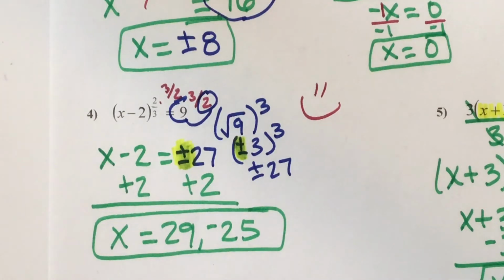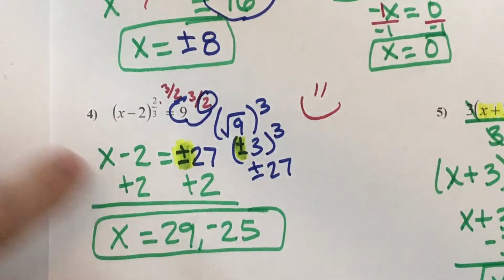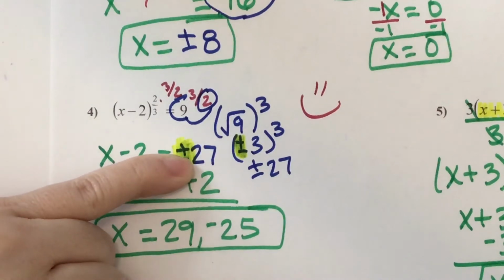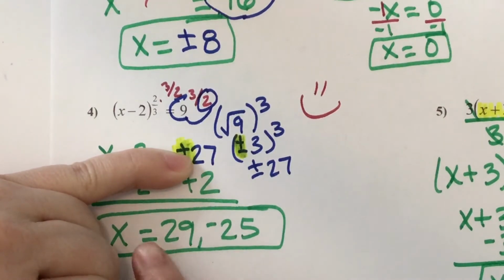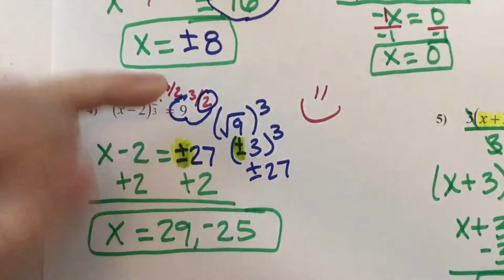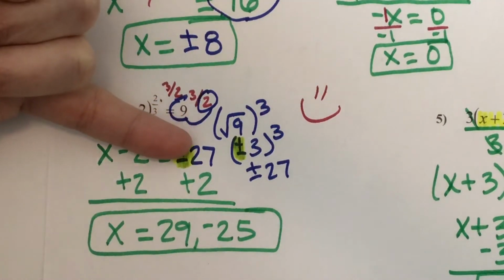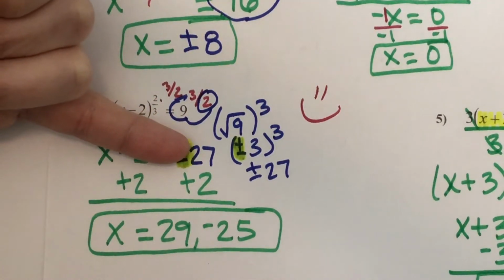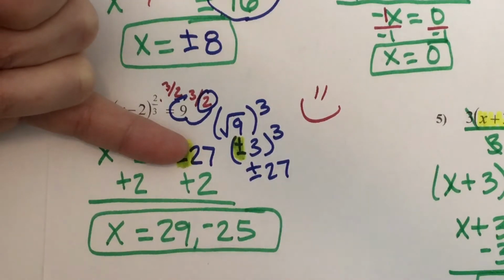So remember, when you do this final step, you're taking a positive 27 and adding 2, which is where the positive 29 came from. And then you're taking a negative 27 and adding 2, which is where the negative 25 came from.